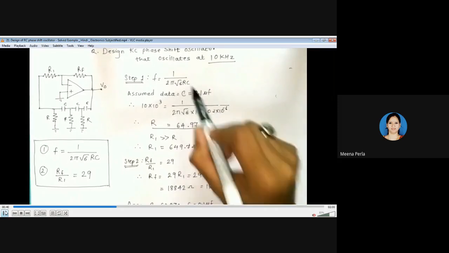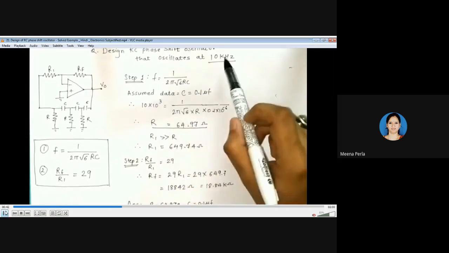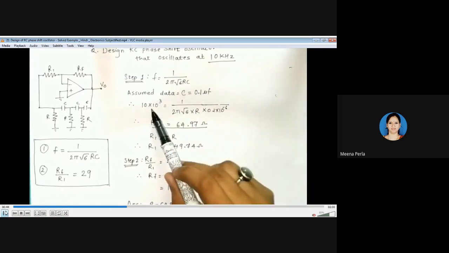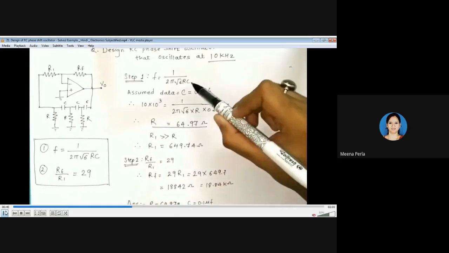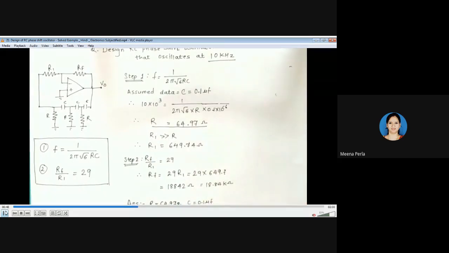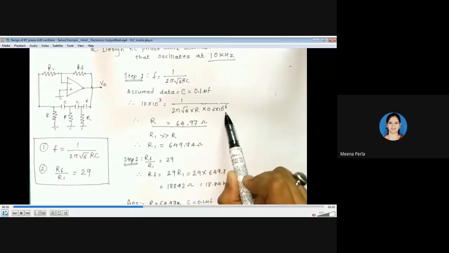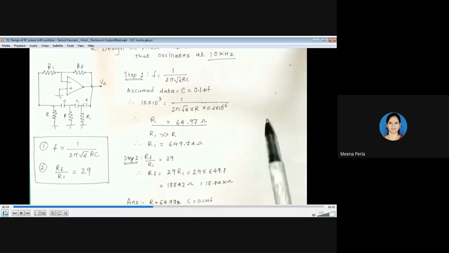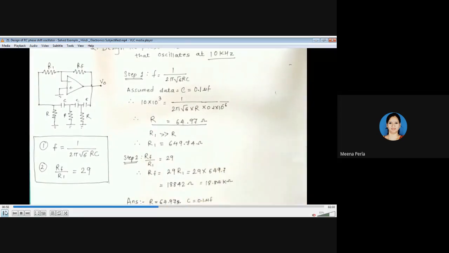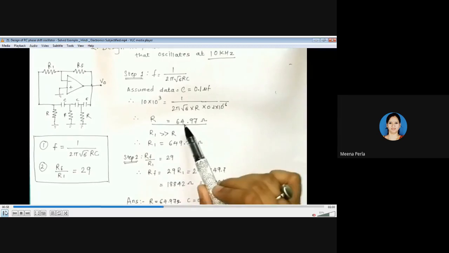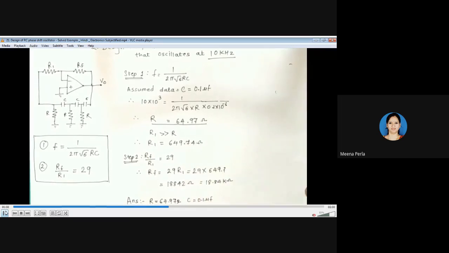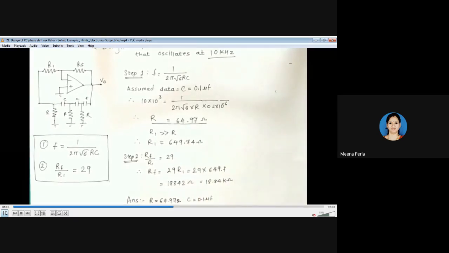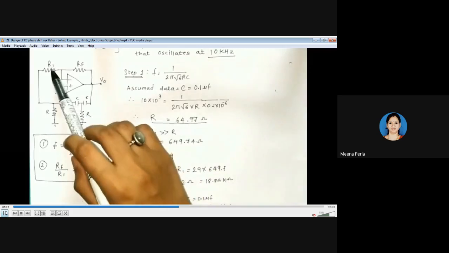So here we know only the frequency, and if we assume C, then we can get the value of R. So if the frequency is known as 10 kilohertz, we substitute the frequency and assume capacitor C as 0.1 microfarad. When we substitute C, we get the value of R. So this is how we are going to connect. R value we have obtained.